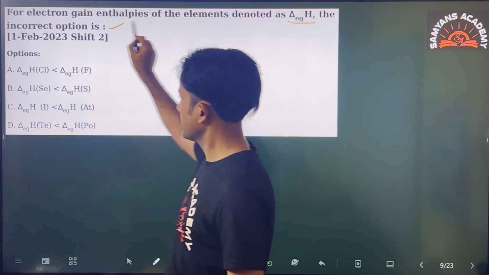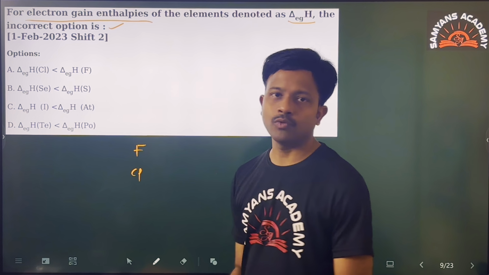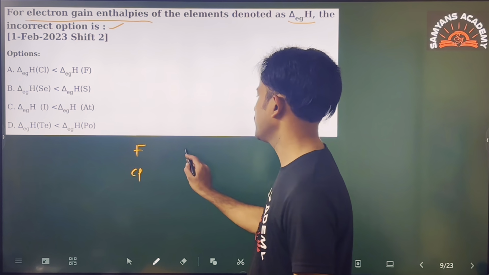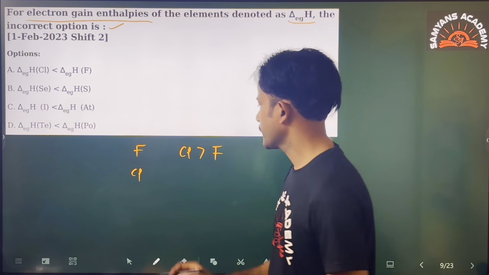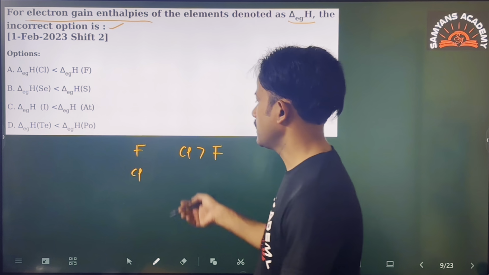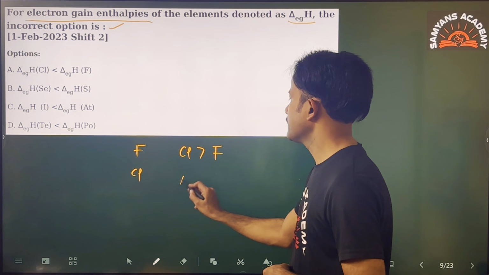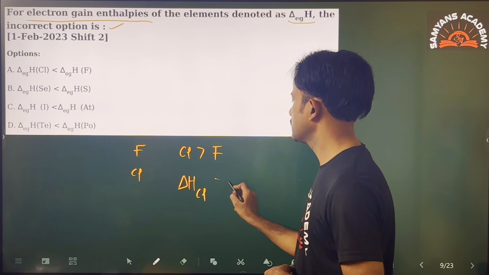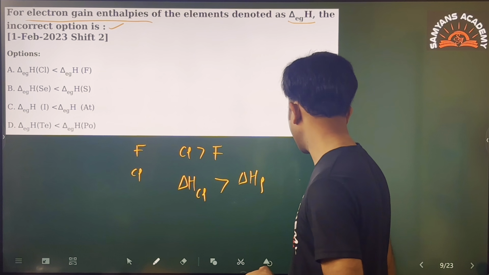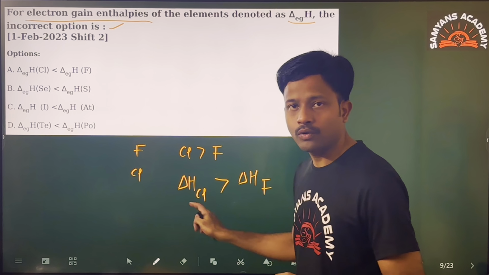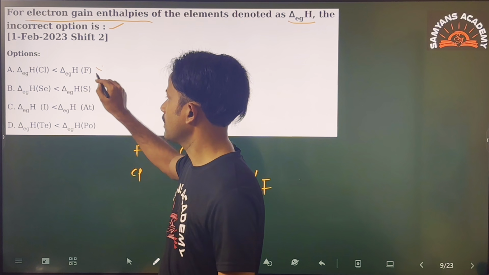So this is electron gain enthalpy. Now you tell, between chlorine and fluorine, which has more electron affinity? Chlorine has more electron affinity. That you already know. Chlorine has more electron affinity than fluorine, meaning in every group, the second element has more electron affinity than the first element. And delta H of fluorine is greater than delta H of chlorine. But chlorine has more electron affinity than fluorine, and it is given in the reverse order. So this is the wrong option.